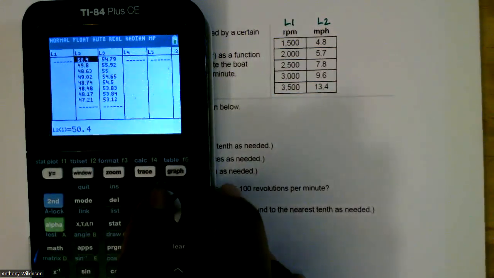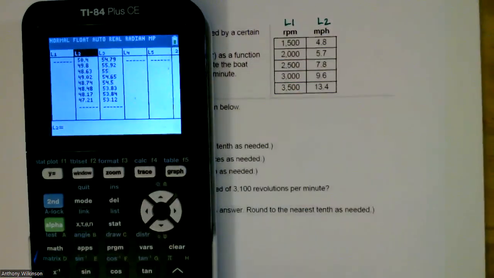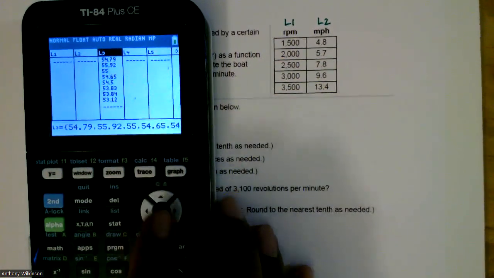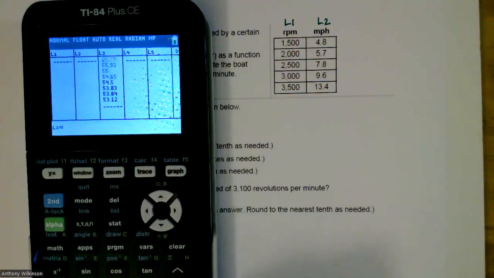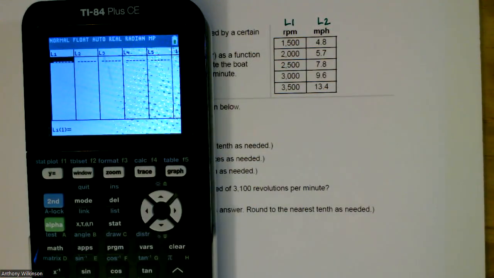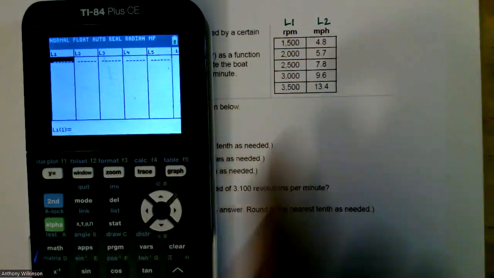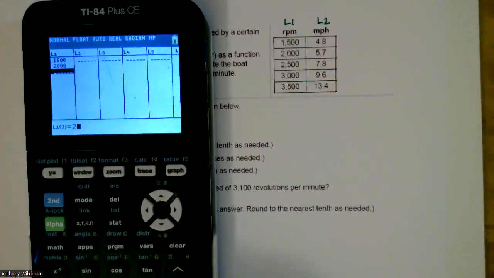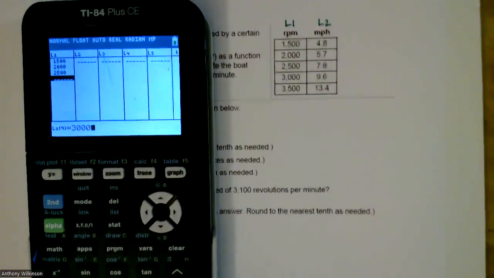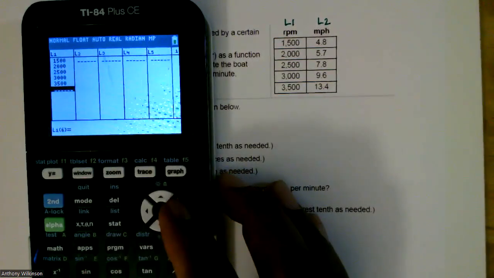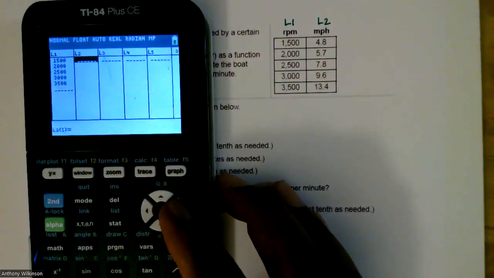Go over to L2, use the up arrow key, clear, enter. Right arrow key to go to the next column, up arrow key to highlight L3, clear, enter. All right. So in this case here, L1 would be the revolutions per minute, 1,500, then 2,000, 2,500, 3,000, 3,500. Must press enter after each of those data values, especially the last one.